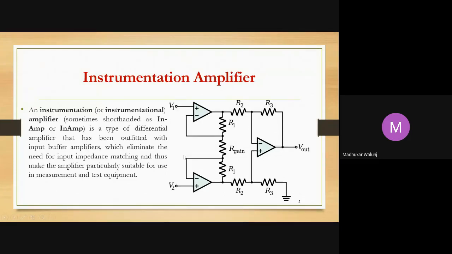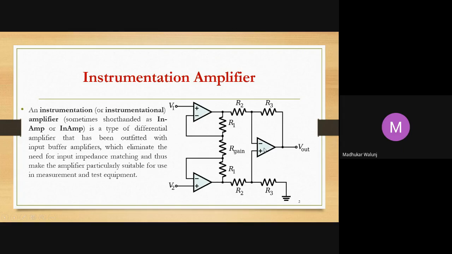So this instrumentation amplifier circuit diagram I have explained here. We have to go into detail, studying each and every component and how to calculate the gain of the first and second stage. The instrumentation amplifier is also called an instrumentational amplifier. In shorthand, we can call it an in-amp. It is a type of differential amplifier. I have already told you that the final stage is the difference amplifier.